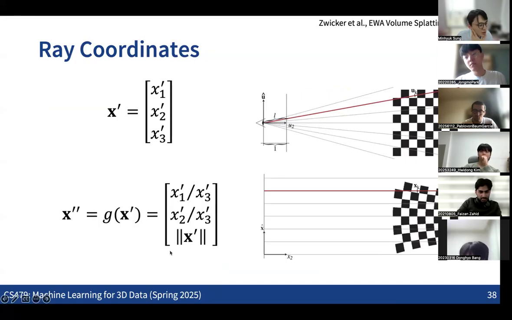But we introduce a third coordinate here, which is the depth information along the ray. This is a specific way to define the ray coordinates, making the projection from 3D to 2D simple, which is the case where the focal length becomes 1. It simply divides each of the x and y coordinates by the z coordinate, and the only addition is that we take the distance along the ray, the depth information, as the third coordinate.